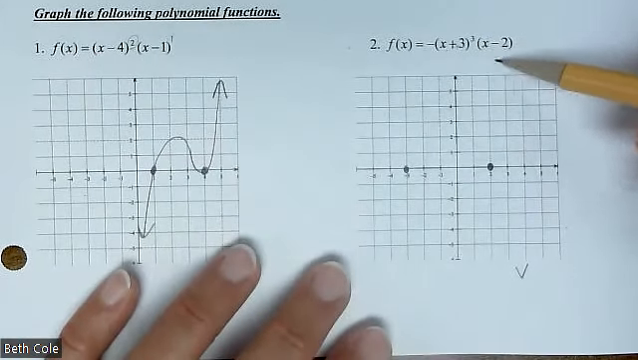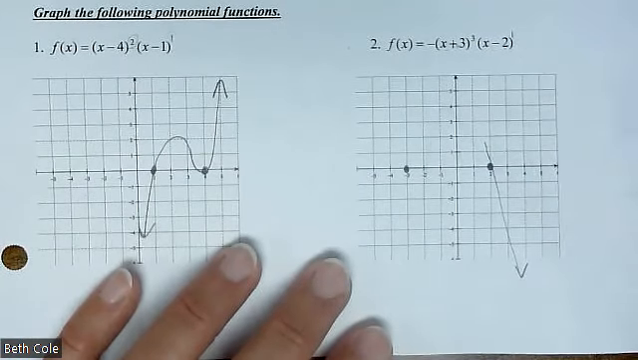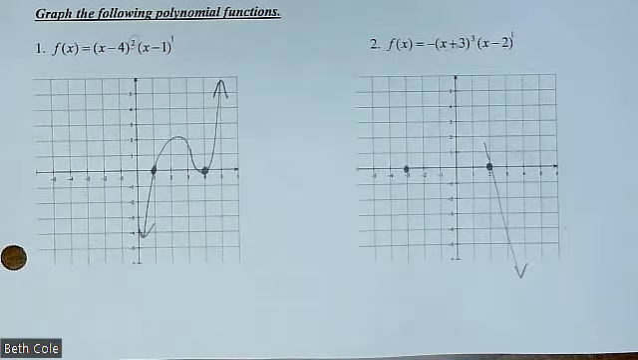What am I going to do there? Yep, just cross straight on through. It's a power of 1. So we're just going to go straight on through like a line.